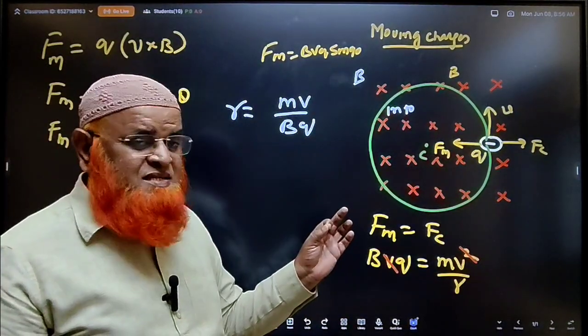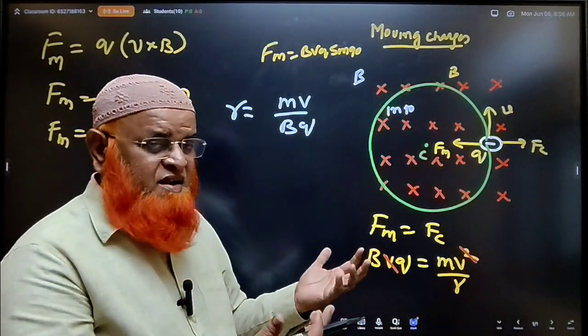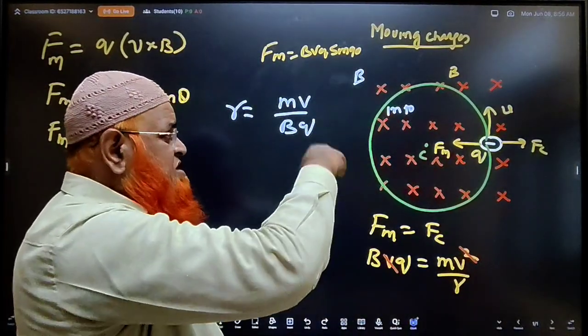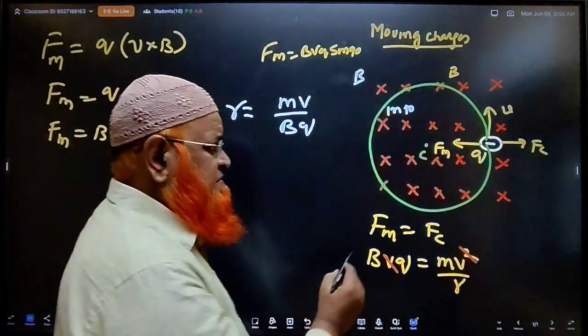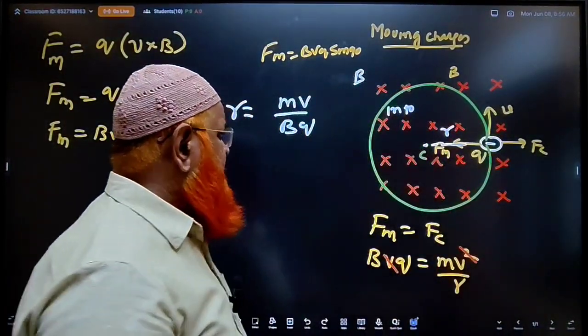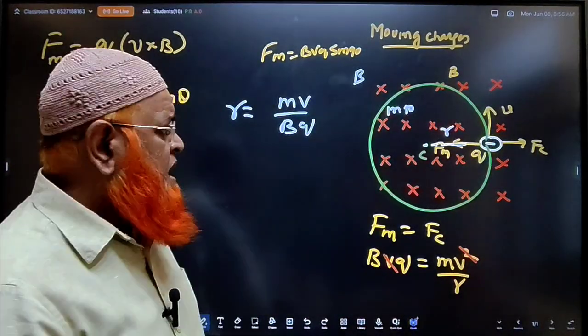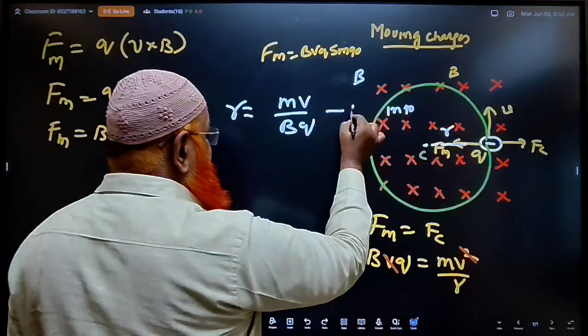Okay, the radius made by the particle when it enters into the magnetic field and takes a circular motion, then what is the radius of this circular motion? To find out the radius of circular motion, it's nothing but mv by bq. And this is going to be the first formula.